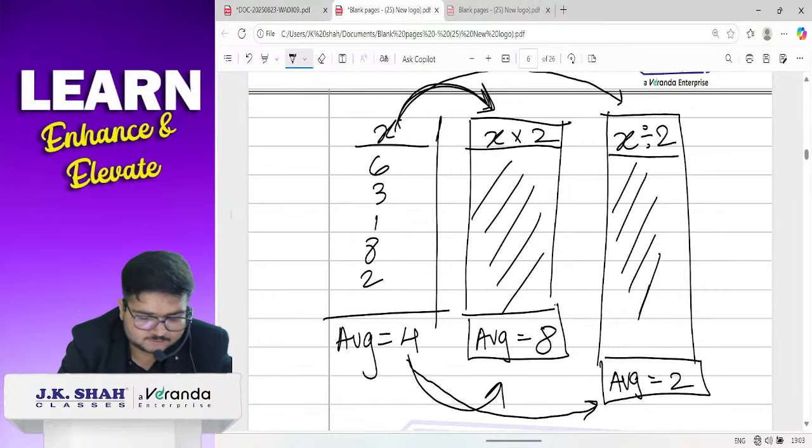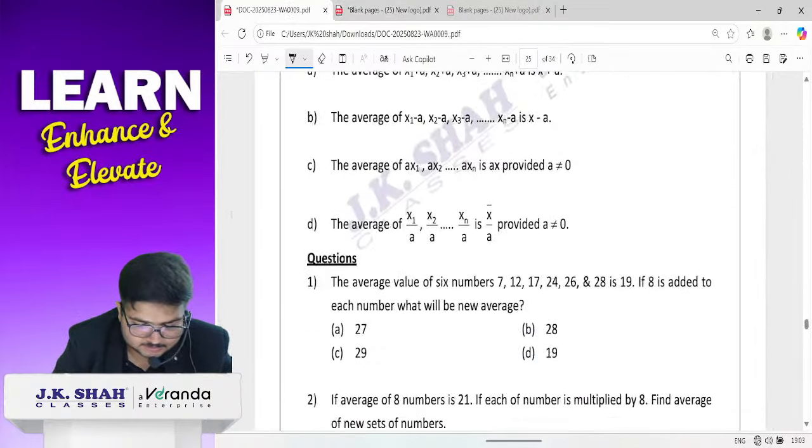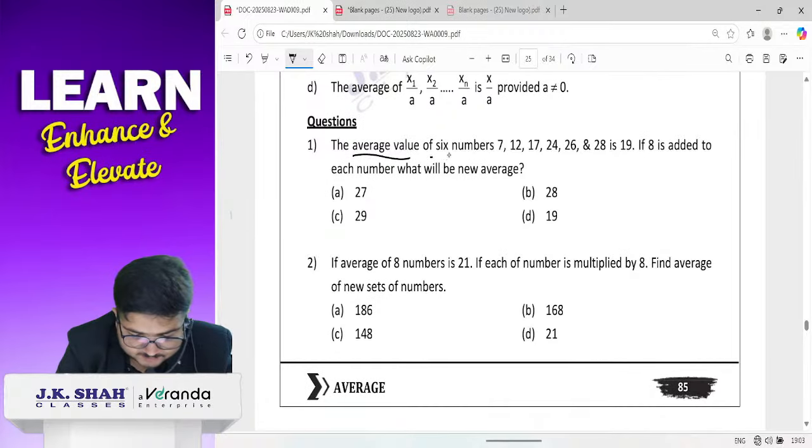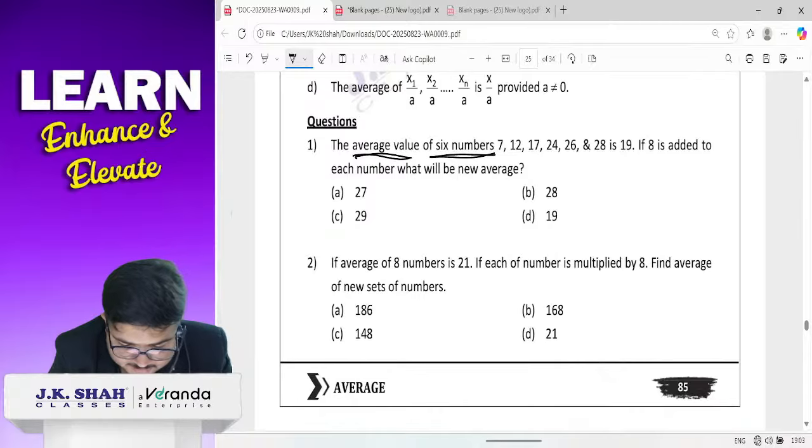Understood? Let us do sums of this. The average value of 6 numbers: 7, 12, 17, 24, 26 and 28. These are the numbers.